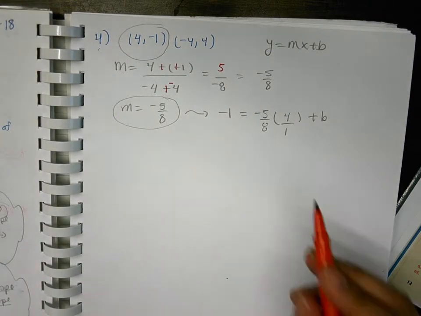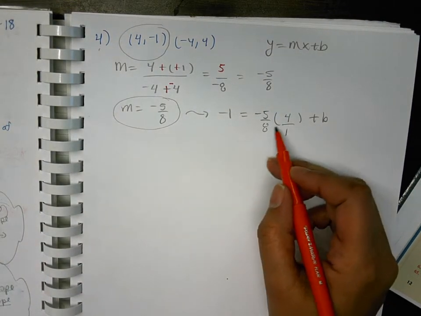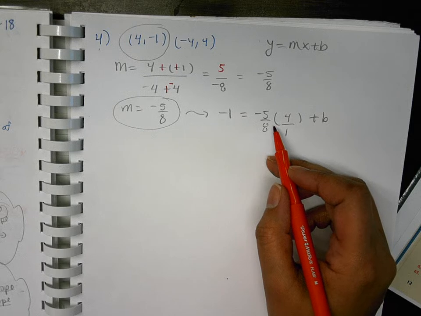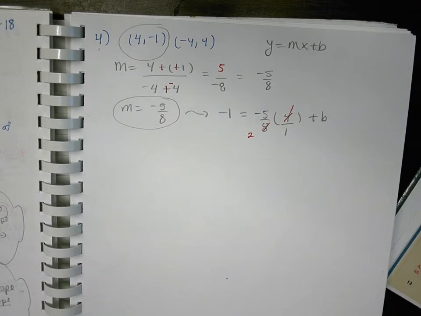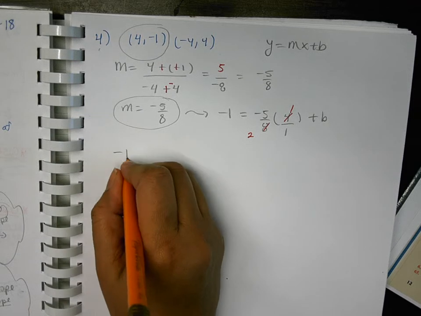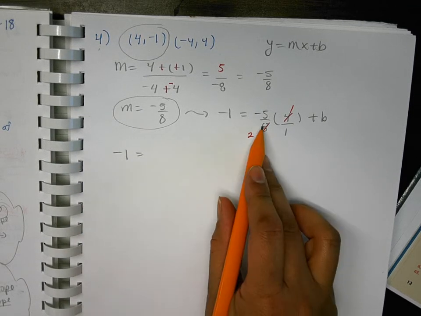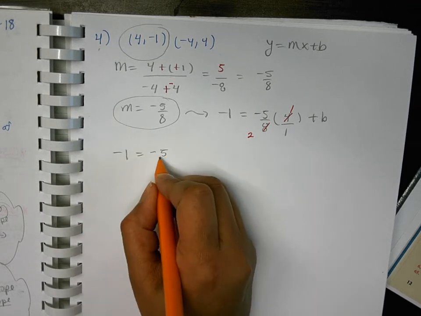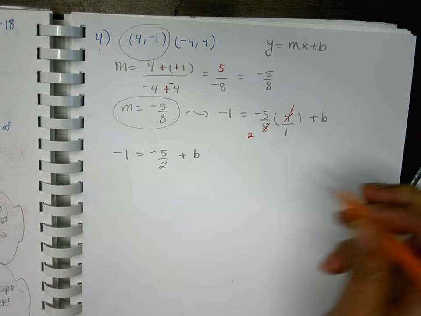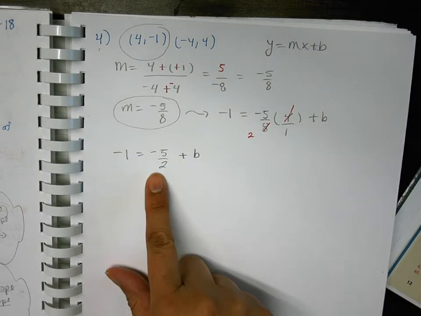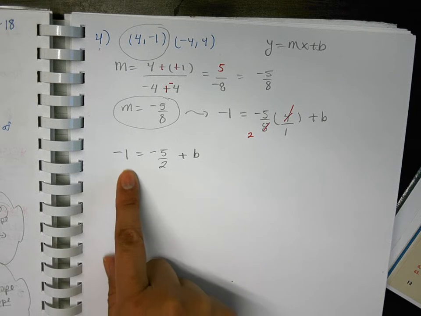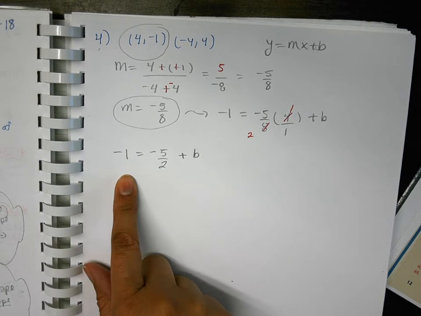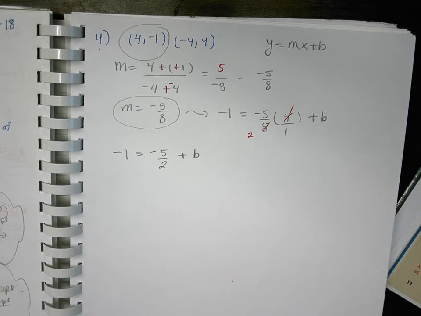Yes, you can multiply and then reduce or cross reduce. What would you like me to do first? Okay, 4 is 1 and 8 is 2. All right, -1 equals -5/2 plus b. And I'll let you guys finish from there. What are you going to do with this -5/2? Add it. Can you think of -1/1 as -2/2? Why would that be helpful in this problem? Common denominator. Okay, go for it.